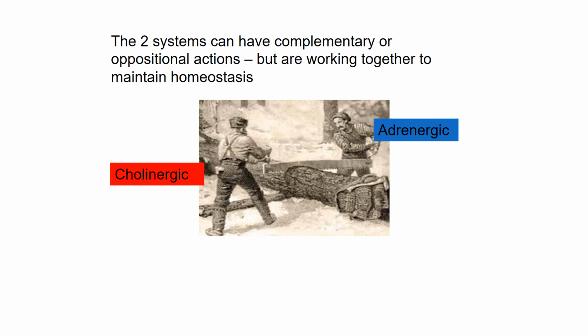These two systems can have complementary or oppositional actions, but they work together under normal circumstances to maintain homeostasis. So as one system increases, the other system monitors and has opposing effects when necessary to keep the body on an even keel. Sort of like these men using the two-handed saw, they're pulling and pushing against each other in opposite actions, but they're working toward the common goal of sawing that log in half. That's how, under normal circumstances, the cholinergic and adrenergic nervous systems work. Oppositional actions working toward the common goal of homeostasis.